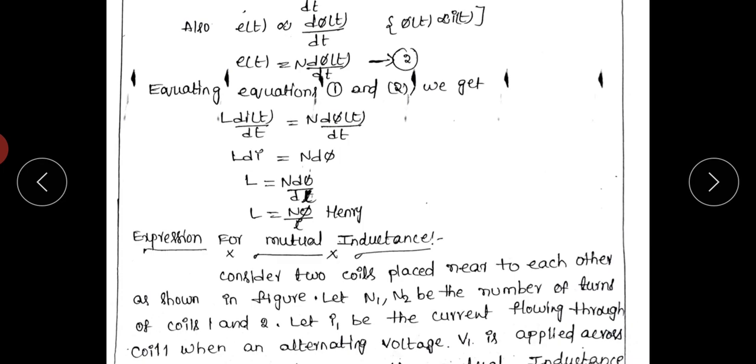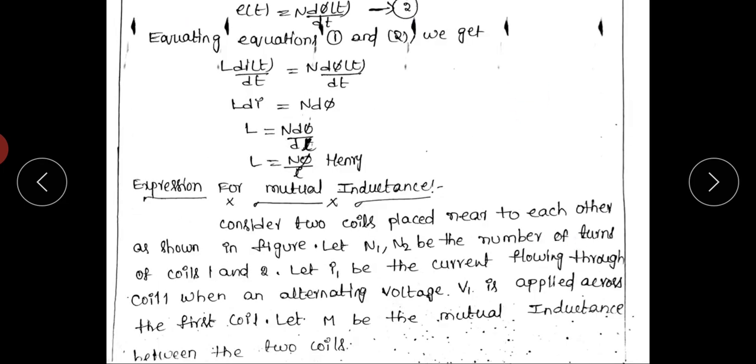Generally the number of flux linkages equals the number of turns into magnetic flux. Here the numerator N into phi, the number of turns into magnetic flux, is called flux linkages. So the self-inductance is the ratio of the flux linkages and current. The ratio of flux linkages and current is called self-inductance. So units are henries. So next one, mutual inductance.